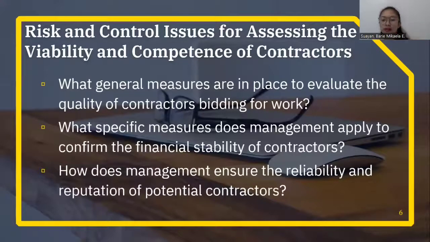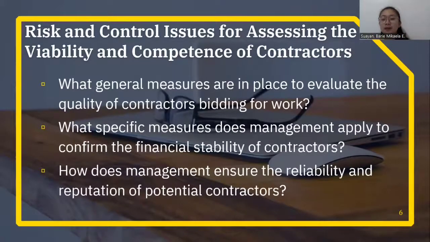perform in a workplace. Number two, what specific measures does management apply to confirm the financial stability of contractors? Here, the management must check the validity of the contractors and what are the evidences of these measures. Third is, how does management ensure the reliability and reputation of potential contractors?